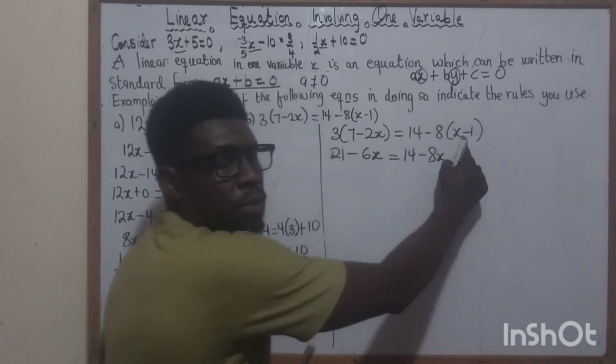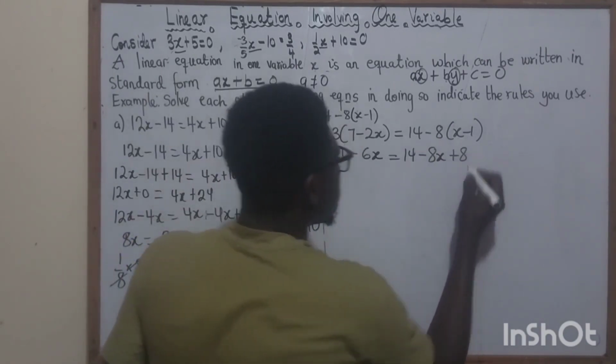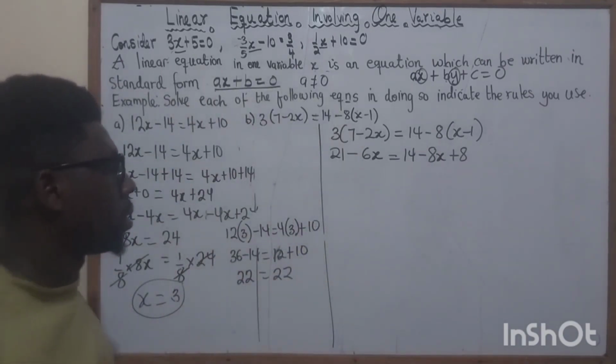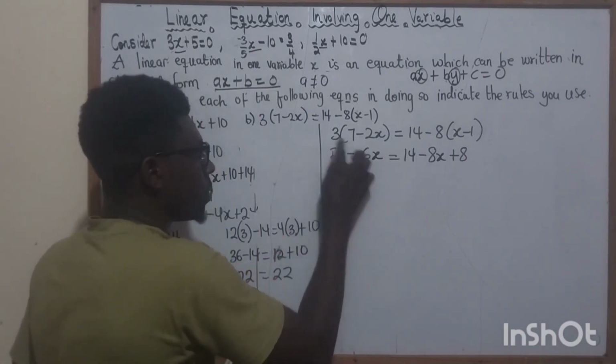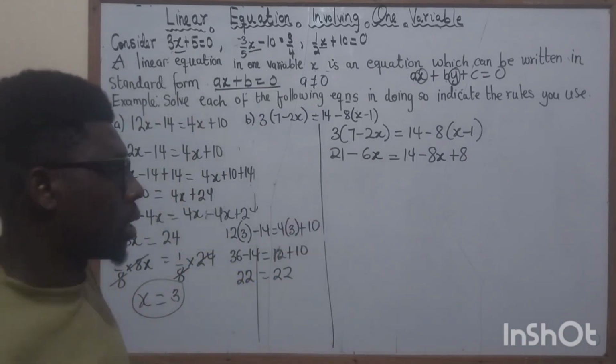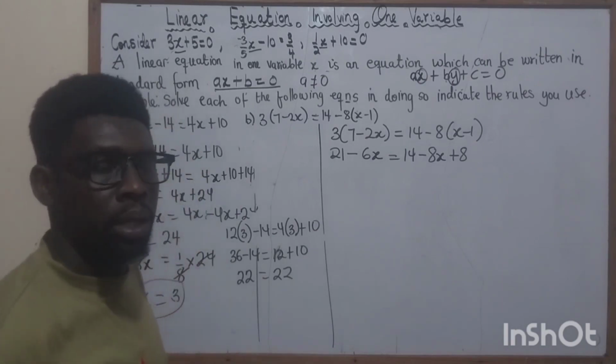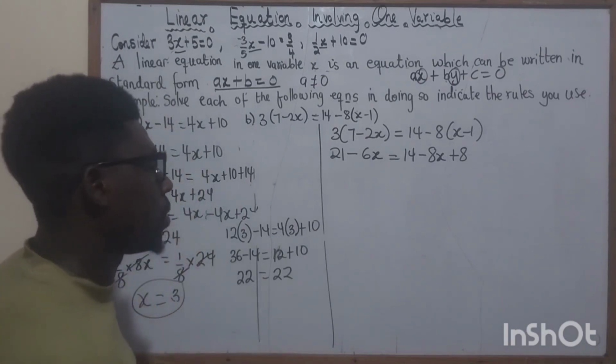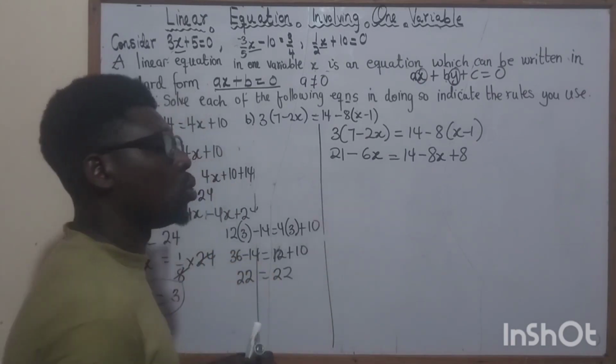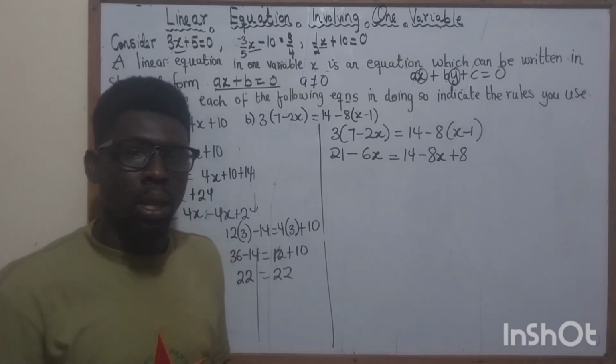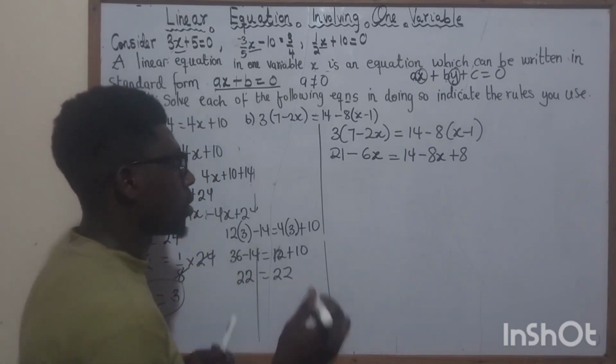Negative 8 times negative 1 will give me positive 8. All right. What do we do? So I want to take away 21, okay? So that the negative 6x can be alone at the left-hand side of the equation. So what I'm going to do is to apply the subtraction property of equality, okay?